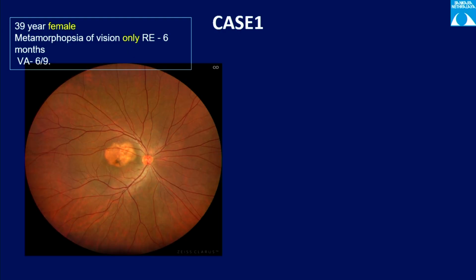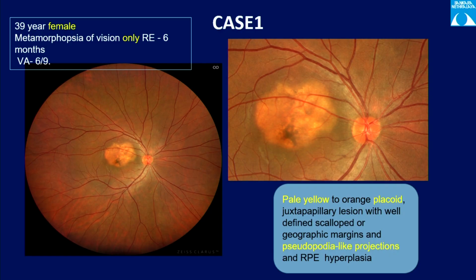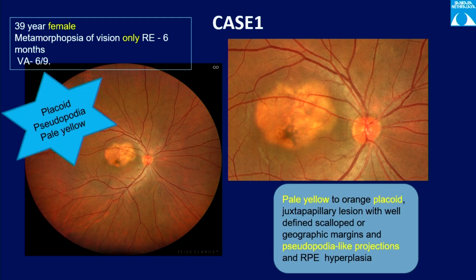So case 1, a 39-year-old female who complains of metamorphopsia of only the right eye since 6 months had presented to the VR department. Visual acuity was 6/9. I am only putting the eye of interest. The other eye, left eye, is unremarkable. So as you can see, this is the clearest image of the right eye, which is showing the presence of a pale to yellow, slightly orange, placoid lesion, juxtapapillary in position with defined scalloped or geographic margins and pseudopodia-like projections. Over the surface, you can also see RPE hyperplasia. You take away from this that it has a placoid appearance, it has pseudopodia-like projections, and it's pale yellow.